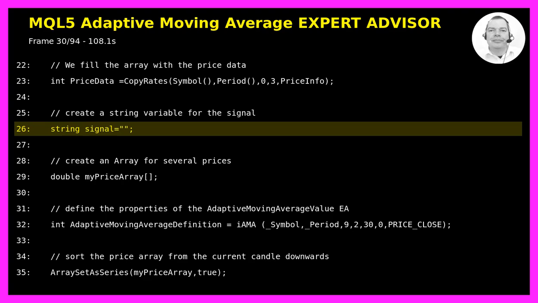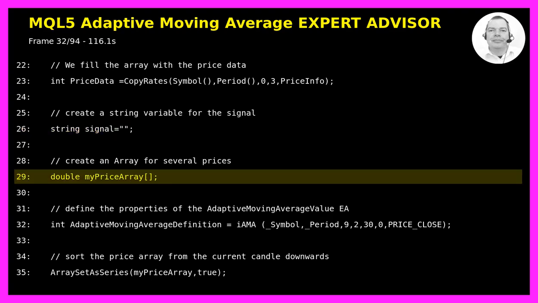We create a string variable called signal to store our trading signal. This will be either buy or sell based on our indicator. We create another array called myPriceArray to store the indicator values. This will hold the values of the adaptive moving average.